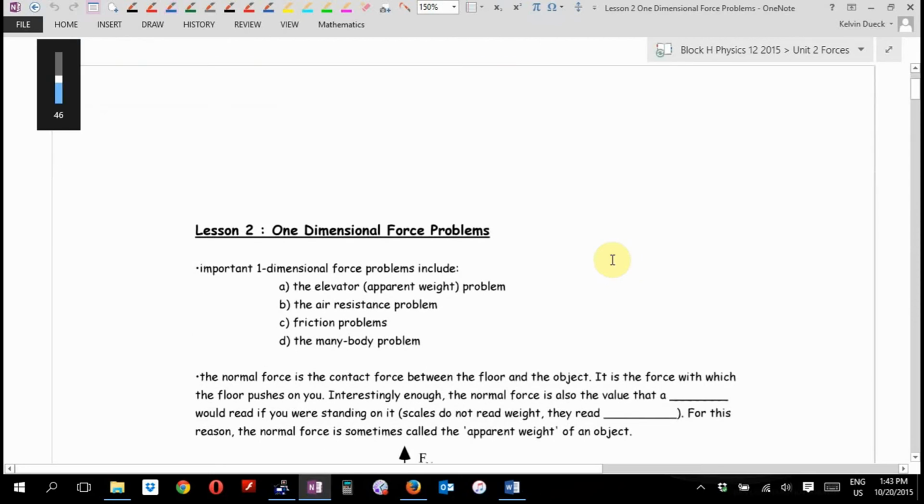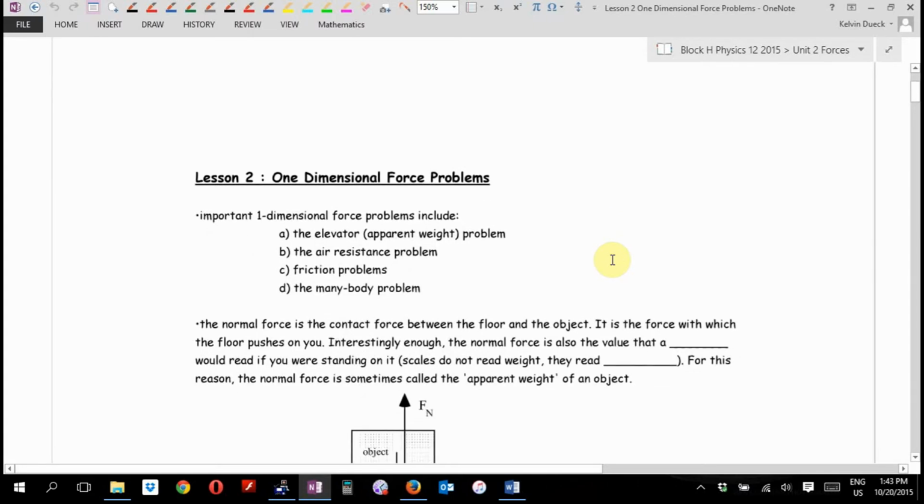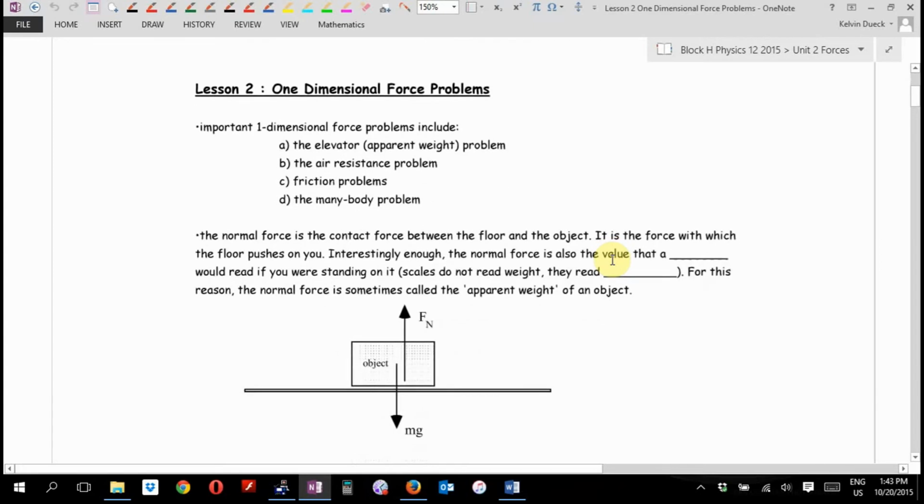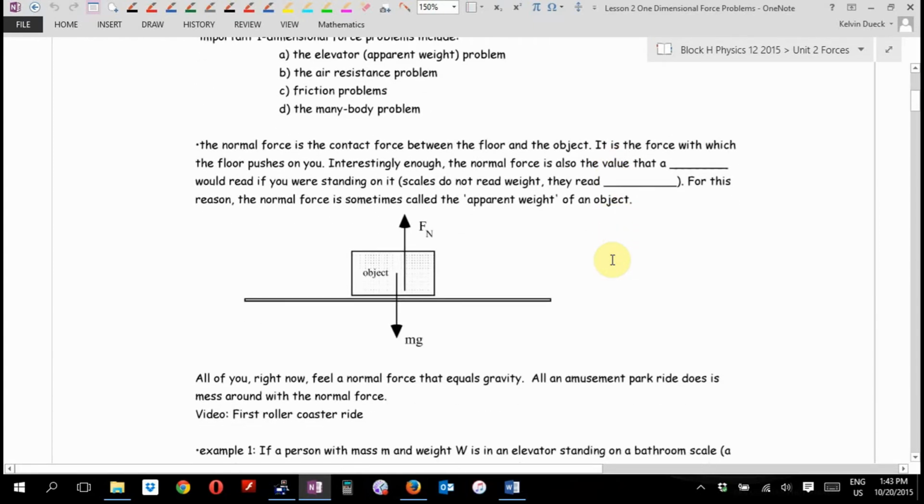So, some one-dimensional force problems. Important questions include the elevator or apparent weight problem, the air resistance problem, friction, and the many-body problem when there's more than one mass. We need to talk about this thing called the normal force.